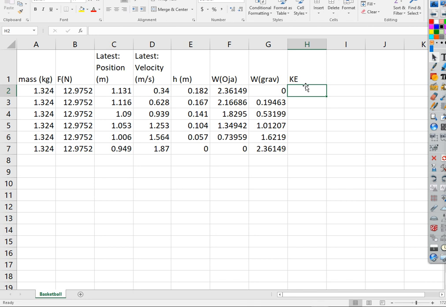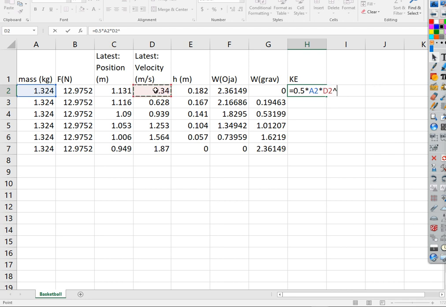Okay, so let's make a column that calculates kinetic energy. What's my formula going to be? I'm going to type equals to get a formula going here. What am I going to type? 0.5 times my mass, times my speed right there. Everybody agree? Squared.